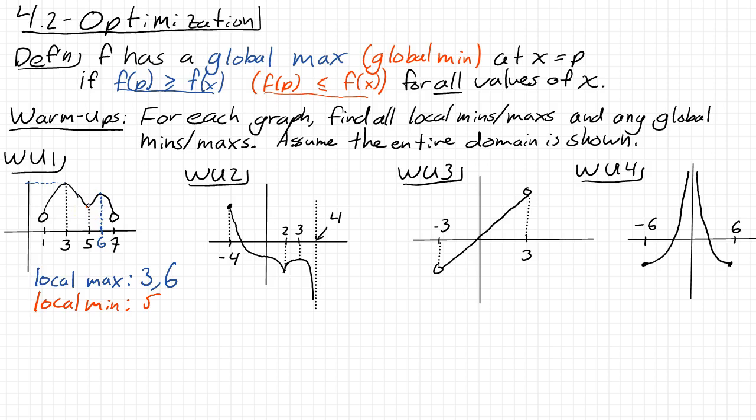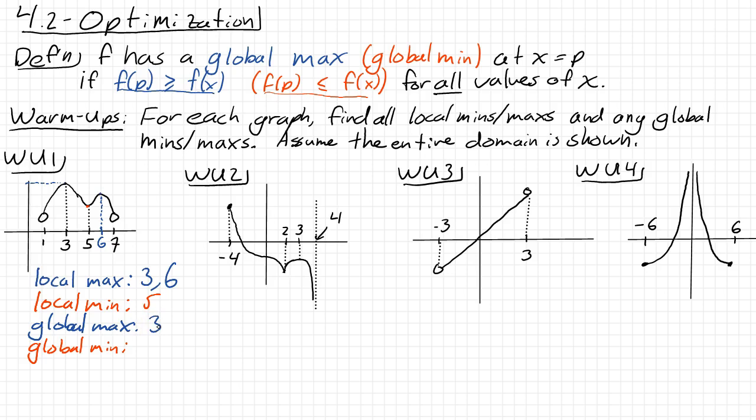Now let's look at a global max. A global maximum here would be the point that is the highest on the graph everywhere. So that point is right here. It's not just higher than the other points around it, it's higher than all of the other points. So f of 3 is greater than f of 6 and everything else. So the global maximum is at 3.